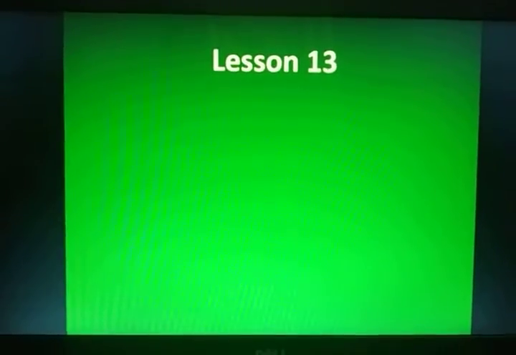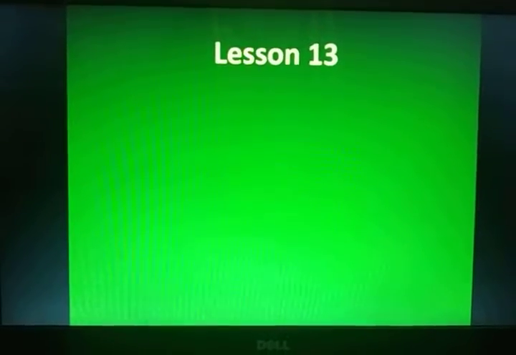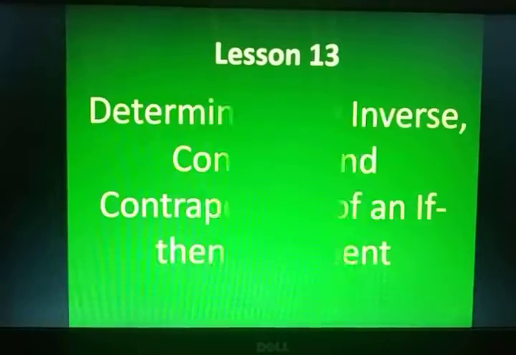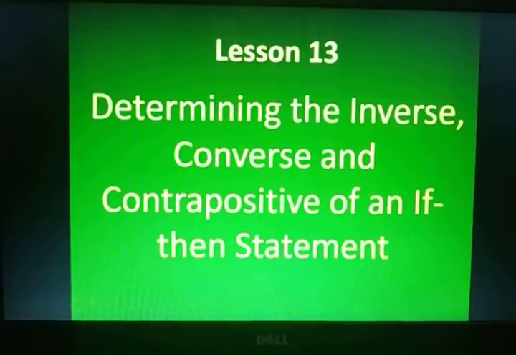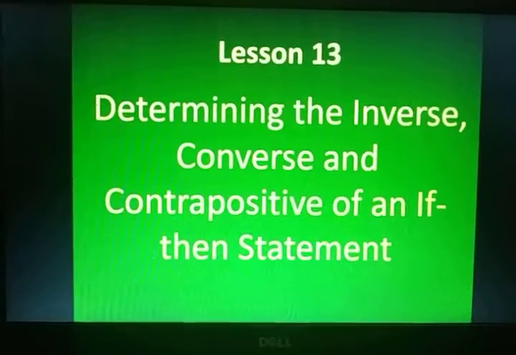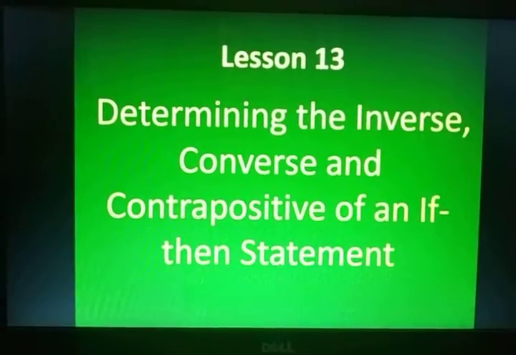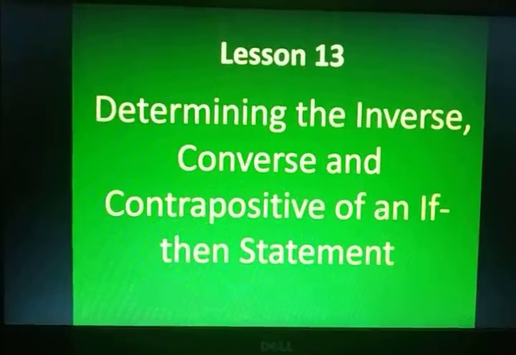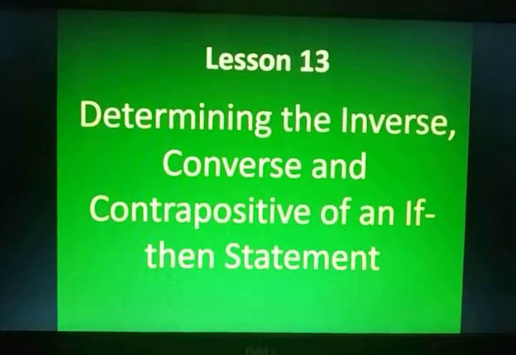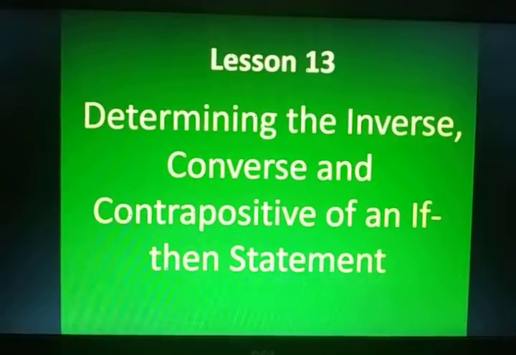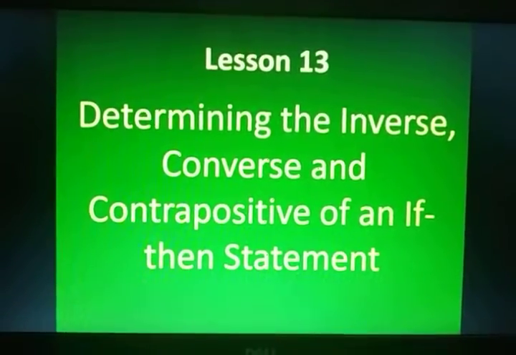Good morning, everyone. We are now on lesson 13 for our quarter 2, and this is entitled Determining the Inverse, Converse, and Contrapositive of an If-Then Statement. So we have 3 new statements: inverse, converse, and contrapositive. Last time we discussed the if-then statement or the conditional statement.